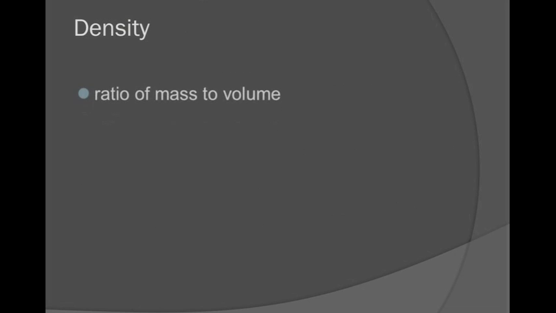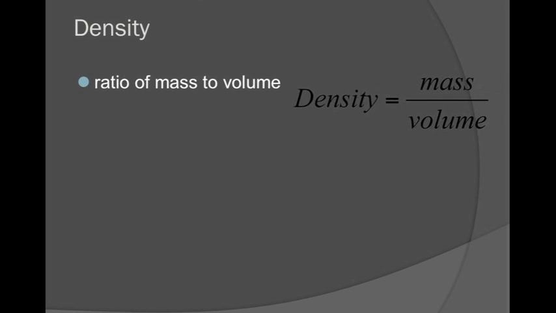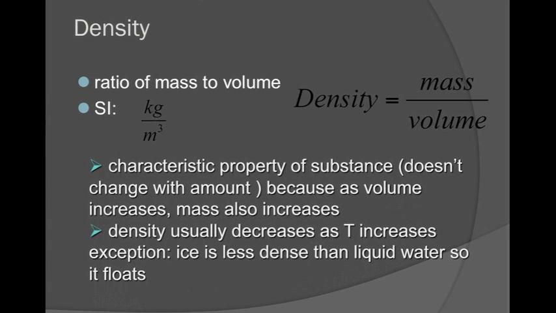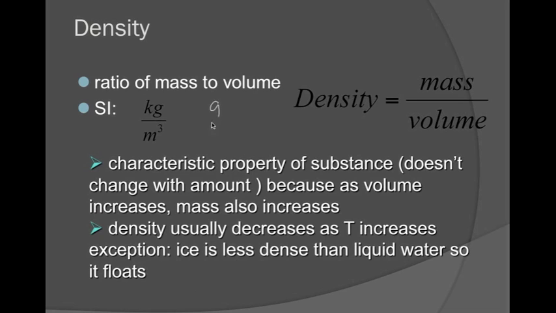Now, density is the ratio of mass to volume. The equation for density is density equals mass divided by volume. The SI unit for density is kilograms over meters cubed. We normally use grams over cubic centimeters or grams per milliliter in chemistry. Those usually we're dealing with smaller amounts.